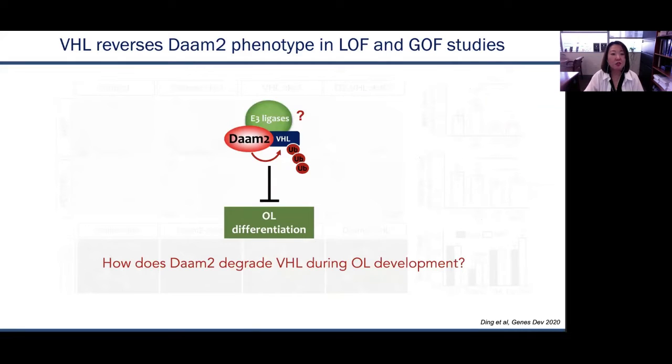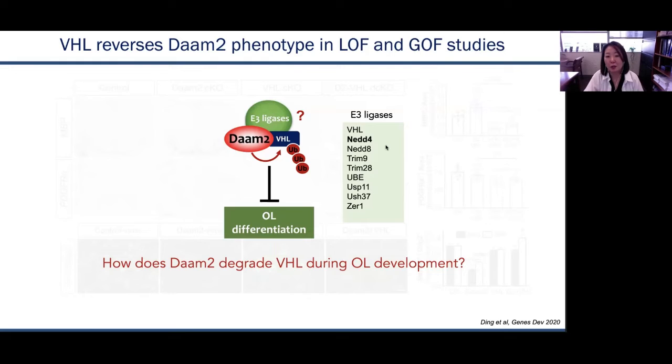And this is good, but TEM2 is another E3 ligase. How does TEM2 degrade VHL? It must be something recruited by the E3 ligase. So we looked at our gene set, and then we did biochemical studies, all of them, and then we found NEPO is a potential one.